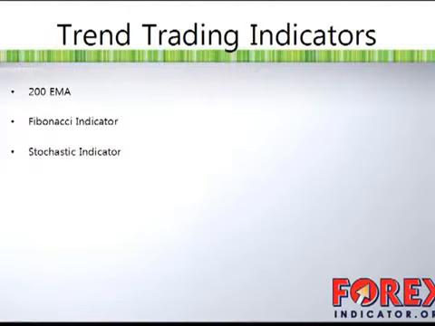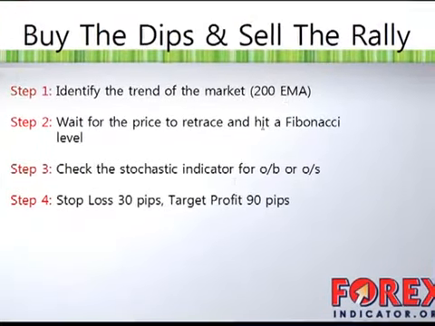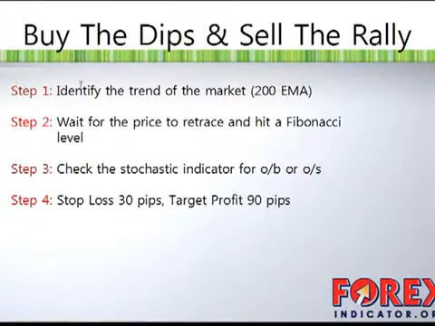So let's go through the steps to trade this strategy. I call this the buy the dips and sell the rally strategy. Why do we call this buy the dips? If you are in a strong uptrend, the price will retrace. As it comes down, you buy the dips. Every time it retraces, you buy the dips and make profit from it. If in a downtrend, when the price retraces, you sell the rally. This is basically the whole idea of this strategy.